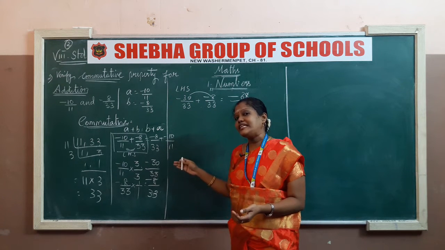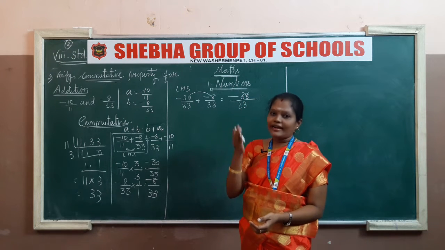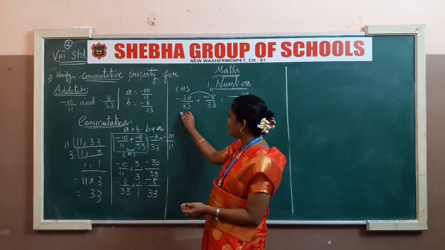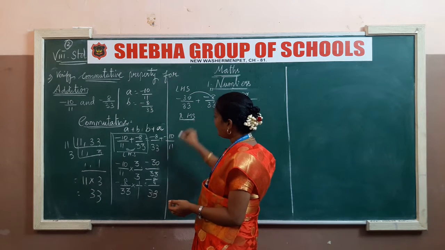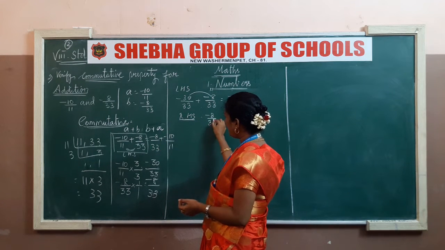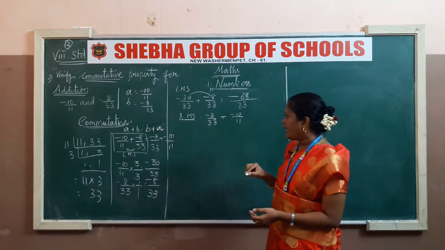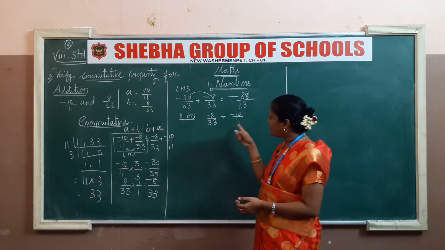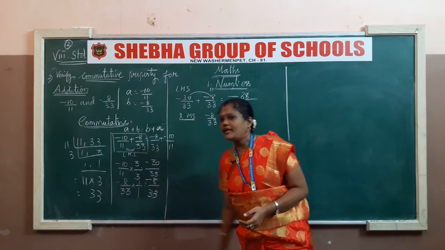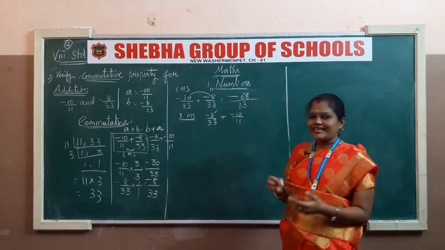Now I am coming to the right hand side. What is our property rule? Left hand side must be equal to right hand side. That is our property rule. Now take the second, that means right hand side number. In right hand side what numbers do we have? Minus 8 by 33 plus minus 10 by 11, isn't it children? Okay, now find the LCM for 33 and 11. We already found it. What is the answer? 33 is coming. So our LCM number is 33.